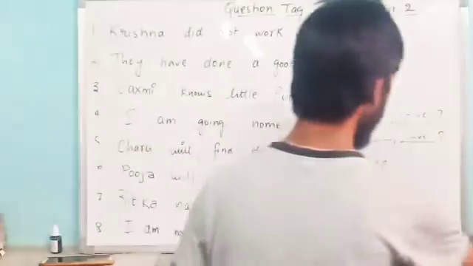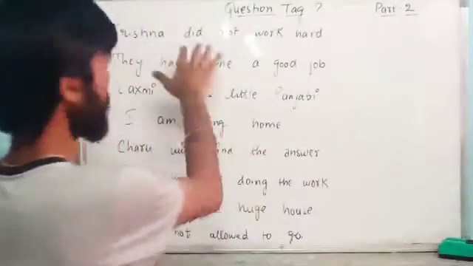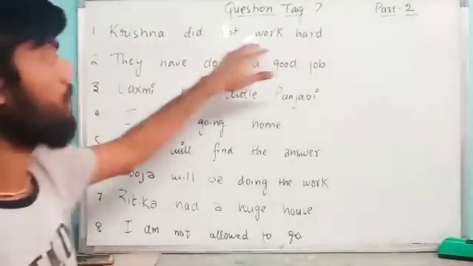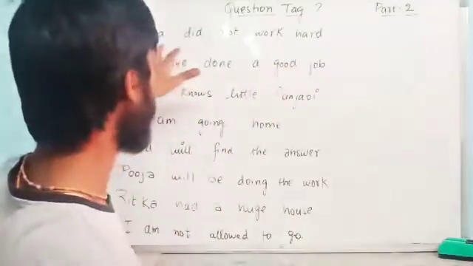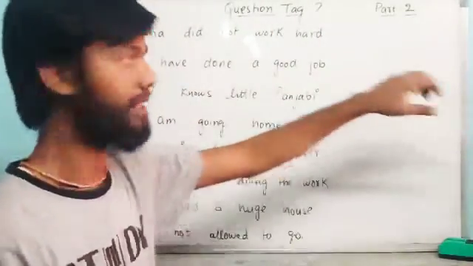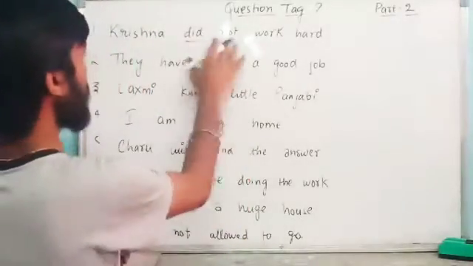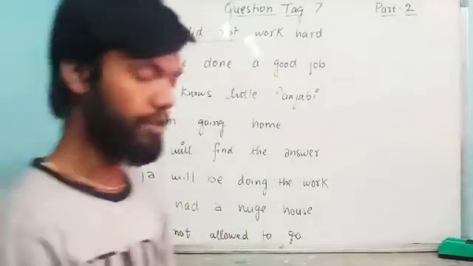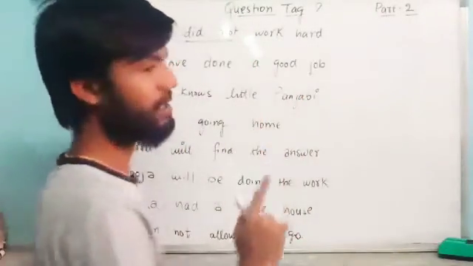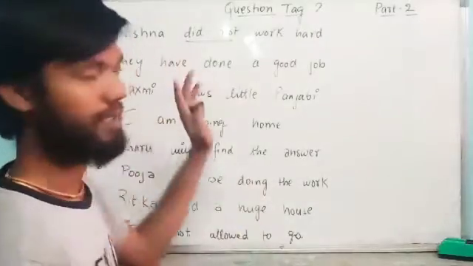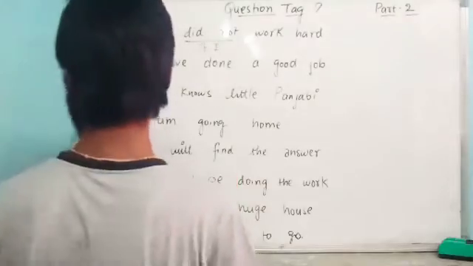Okay, let's get started now. Our first statement is: Krishna did not work hard. First of all, we should see that if the sentence is positive, then the question tag will be negative. Now this statement is negative, right? Did not. So this is negative, then our question tag will be positive. So now the next thing is to check the tense. This is in past indefinite, right?